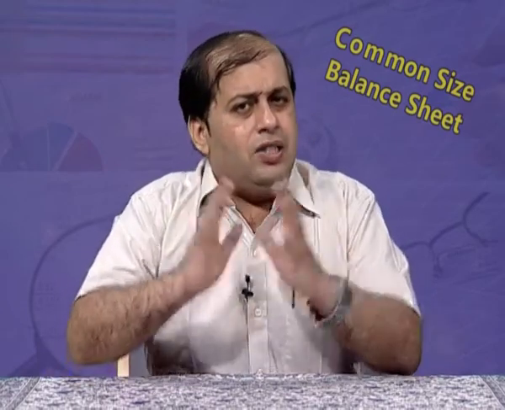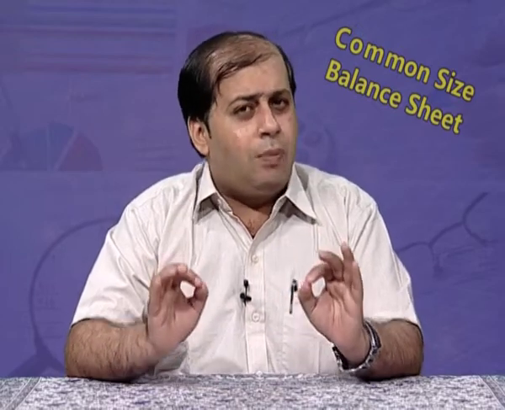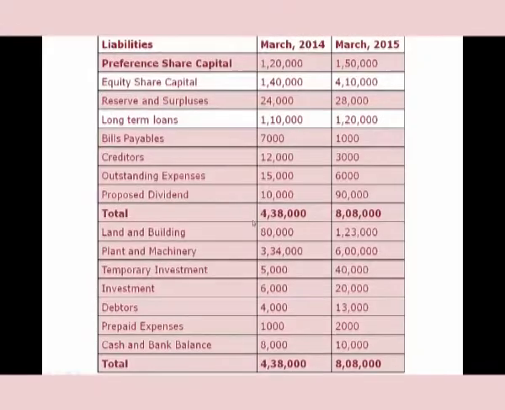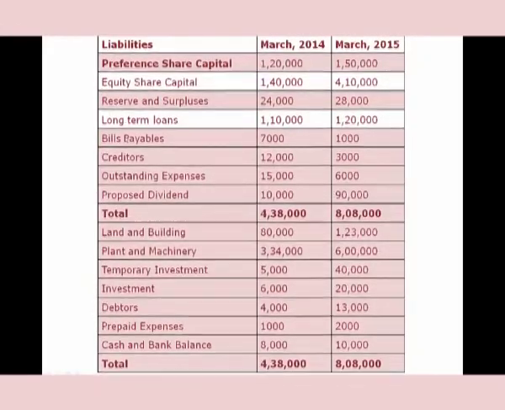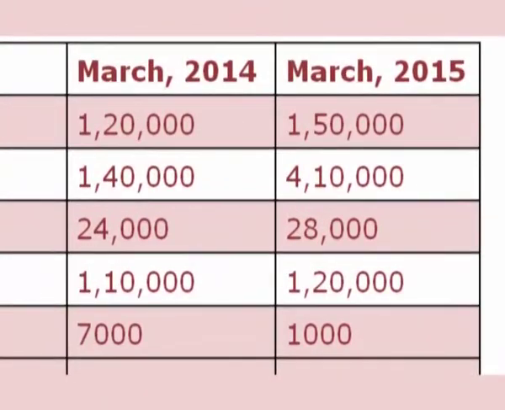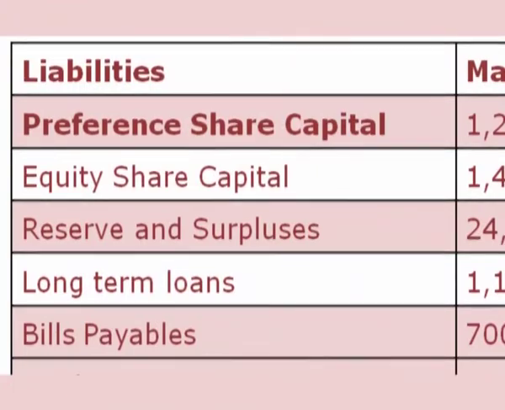Students, let us take this example which will further clarify our concepts on common size balance sheet. Here is the example. Balance sheet of Messrs. Kumar and Company is presented herewith for the year ended March 2014 and 2015. If you can see, it looks like a normal balance sheet where balance sheet figures are reflected for 2 years. Liability side is listed, also the asset side of the company is listed.